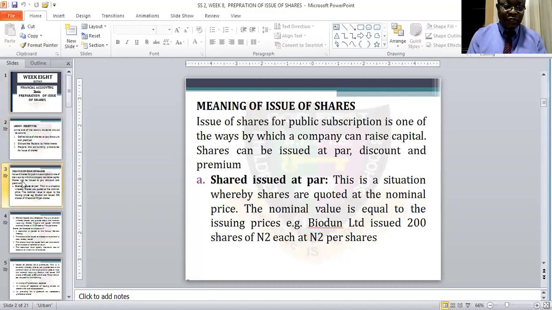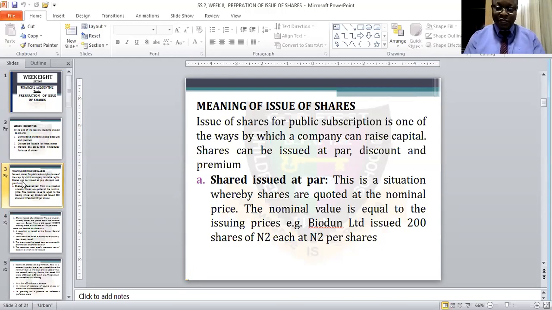Let us look at the meaning of issue of shares. Issue of shares for public subscription is one of the ways by which a company can raise capital. So if the company wants to raise capital, they are going to issue shares for the public to come and subscribe, to come and buy the shares from them. And shares can be issued at par, discount, and premium.